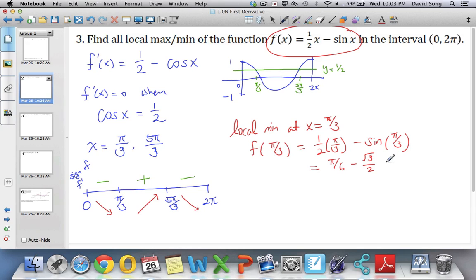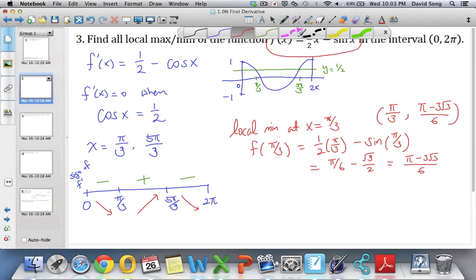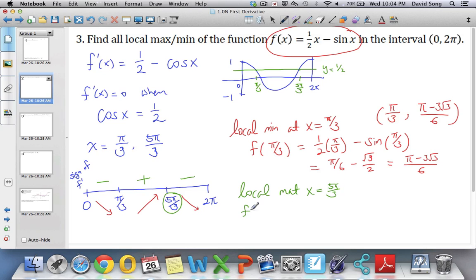You can also make it into pi minus 3 square root of 3 over 6, and you can even give a coordinate: pi over 3 comma pi minus 3 square root of 3 over 6. Okay, that's the local minimum. And how about local max? I know it happens at 5 pi over 3. So local max at x equals 5 pi over 3. So what is f of 5 pi over 3?